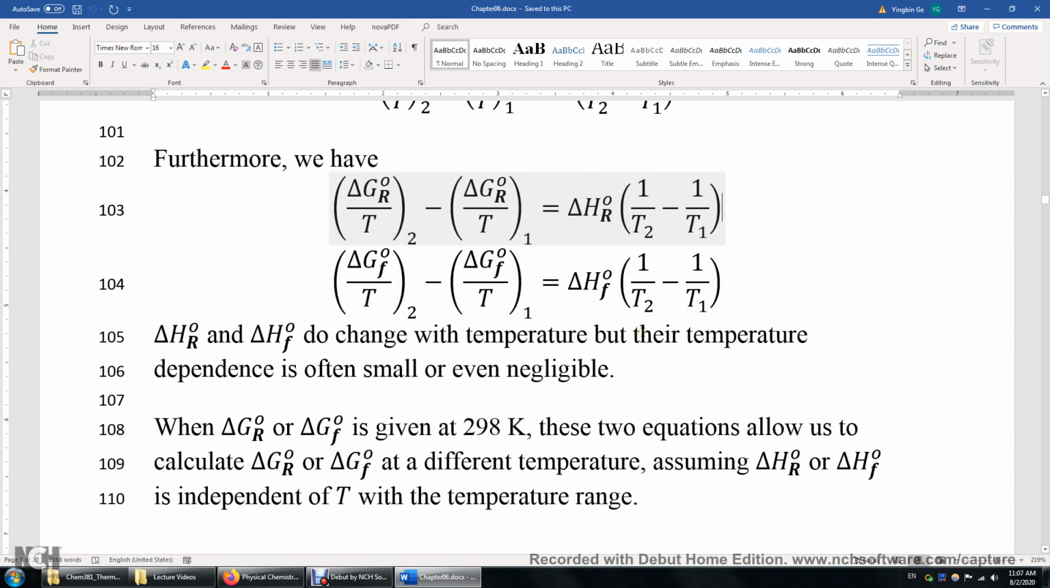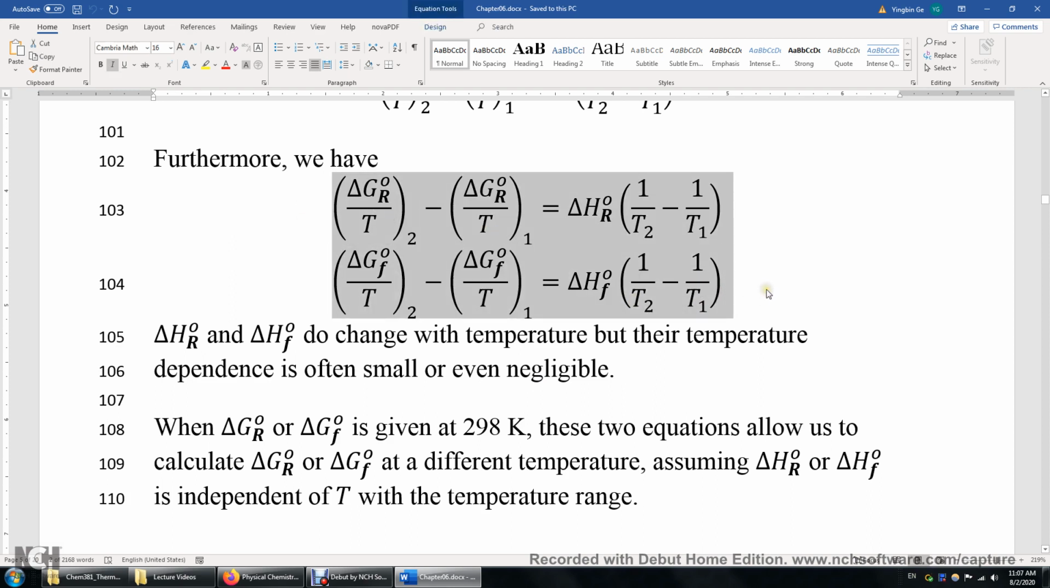All right, so now let's look at this enthalpy of reaction and enthalpy of formation. Again, they do not change with temperature significantly only because the CPM of the products cancels the CPM of the reactants mostly. So as long as T1 and T2 do not differ significantly, we have these two equations.